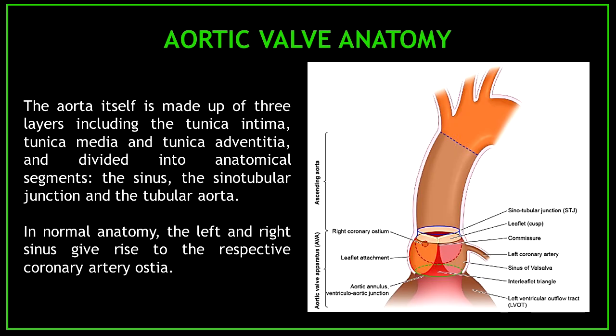The aorta itself is made up of 3 layers including the tunica intima, tunica media, and tunica adventitia, and divided into anatomical segments: the sinus, the sinotubular junction, and the tubular aorta. In normal anatomy, the left and right sinus give rise to the respective coronary artery ostia.